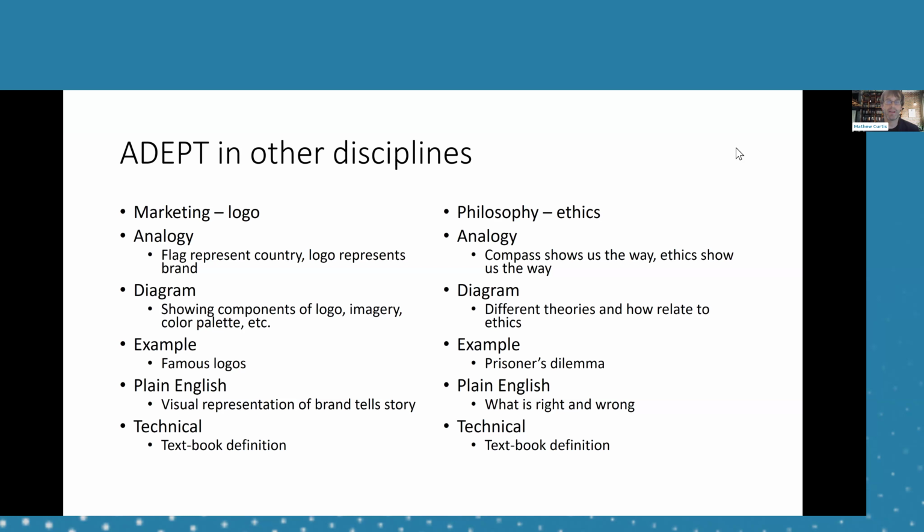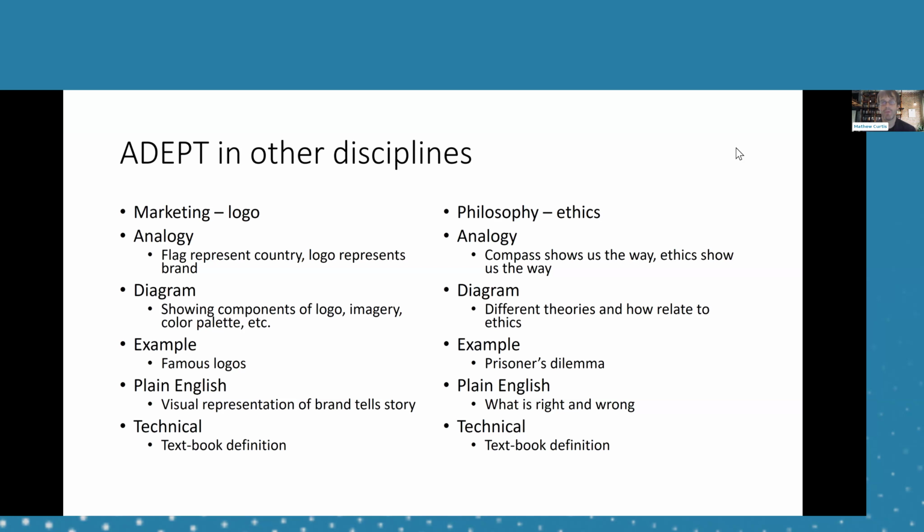And the technical will be the textbook definition. So philosophy has some overlaps with marketing, but in some ways it's very different, and ethics is different from logo. The analogy is the compass, which, when we're lost, shows us the way. Ethics shows us the way to behave, to act, to go.